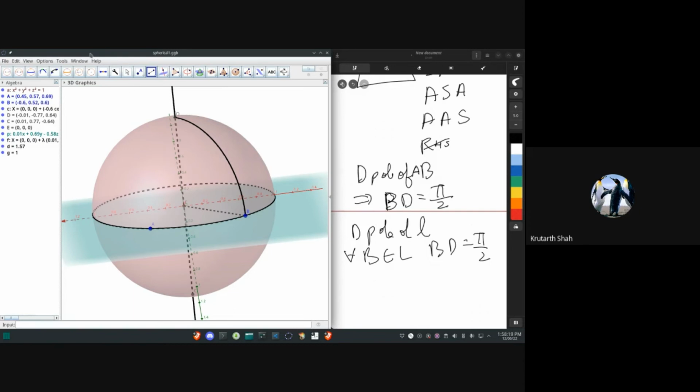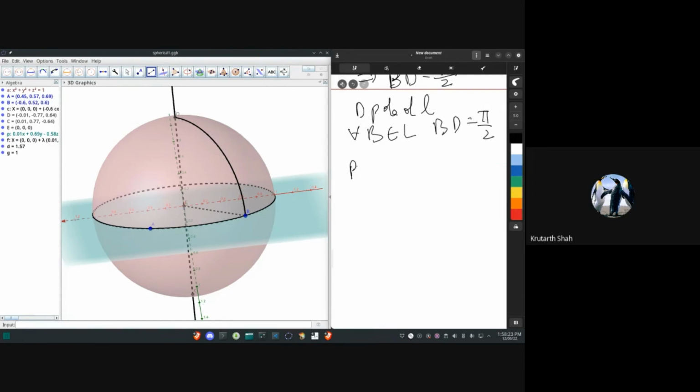by definition, remember when we talked about arc length, we said that the length of PQ, the spherical length, is nothing but angle POQ, right? So the spherical length BD is nothing but angle DEB, which is equal to 90 degrees, or pi by 2. Right. And you can also prove its converse.